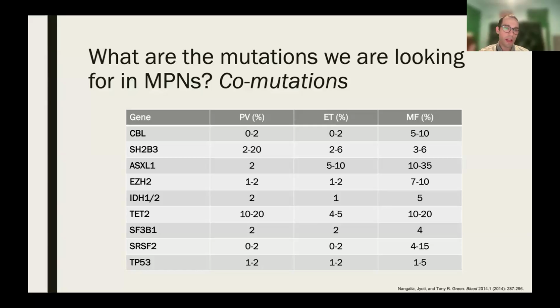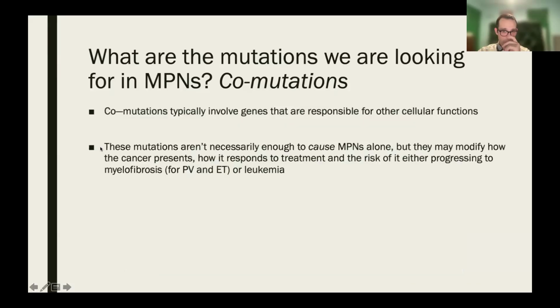This is just a very small sample of what those genes might be. Every gene is essentially a mix of letters and numbers. And you can see some of these co-mutations are there more commonly or less commonly in MPNs. Some of the more common ones are things like TET2, ASXL1, and then some of the less common ones are things like P53 or SRSF2, SF3B1, but there's a whole host of these co-mutations.